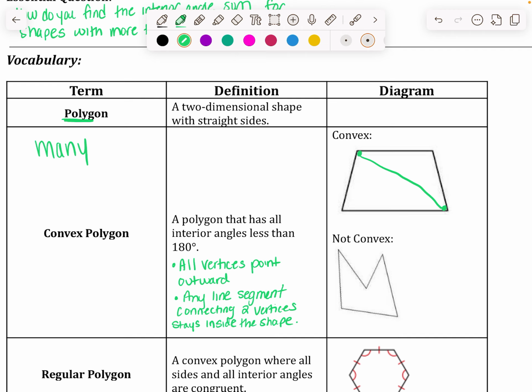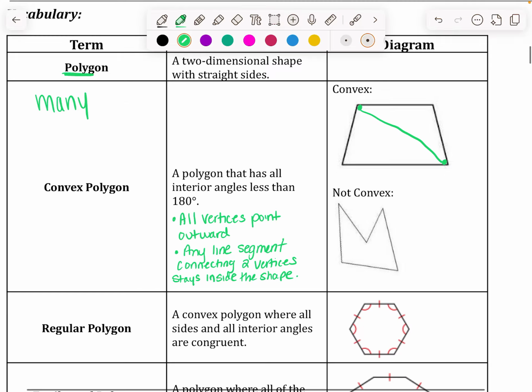And then you have the non-convex polygon. You can see where this interior angle right here is greater than 180 degrees, so that makes it not convex. Plus, if you go from this vertex to this vertex and connect that, you can see where the line segment is on the outside of the shape. And that vertex down here, that was over 180, points inward. So those are the things that make it convex versus non-convex. The convex polygons are the ones that we're going to be working with to find the interior sums.